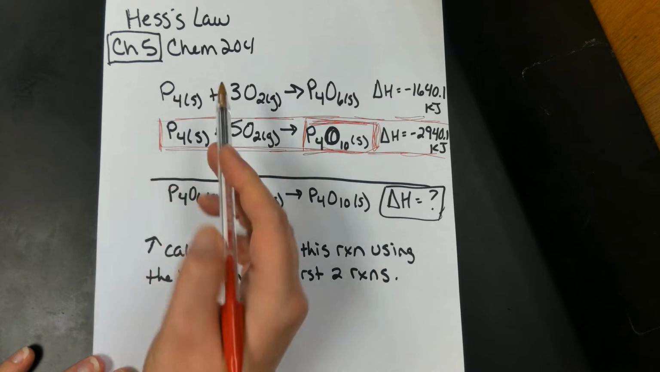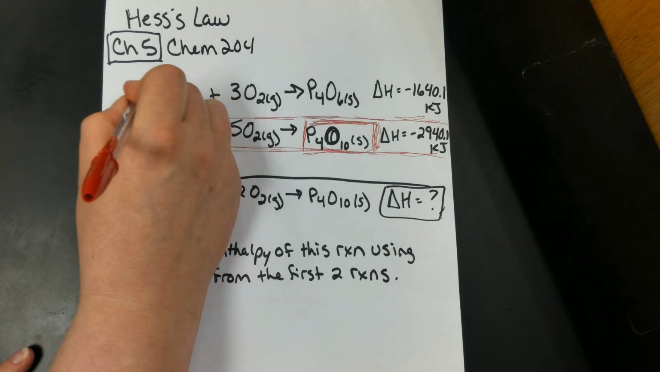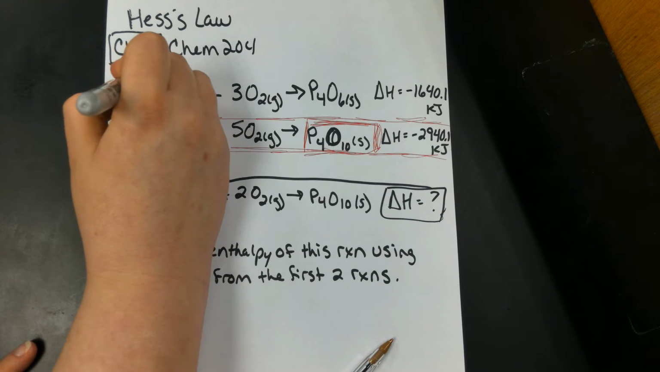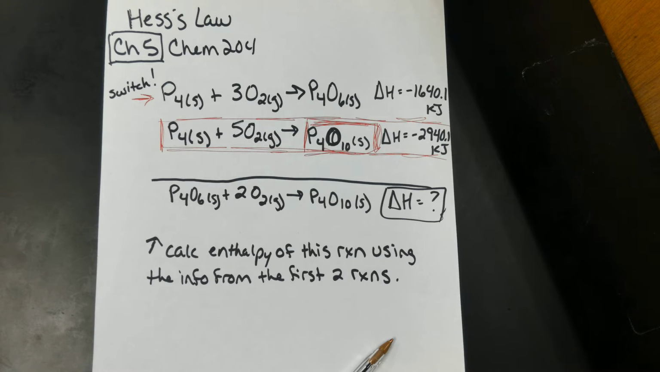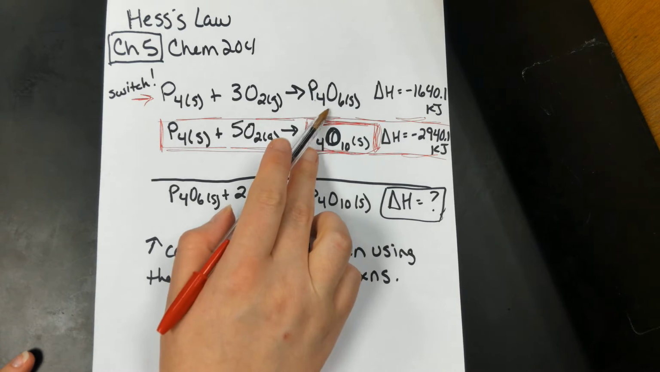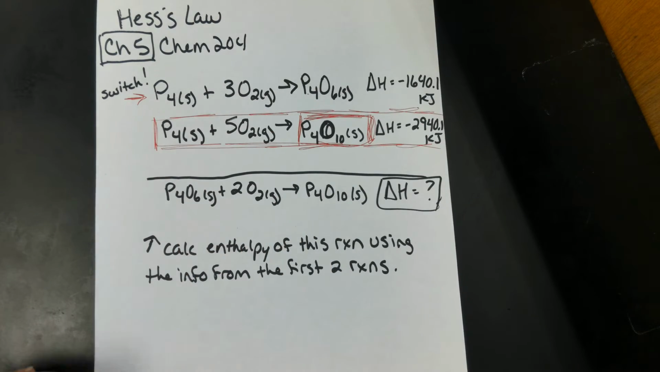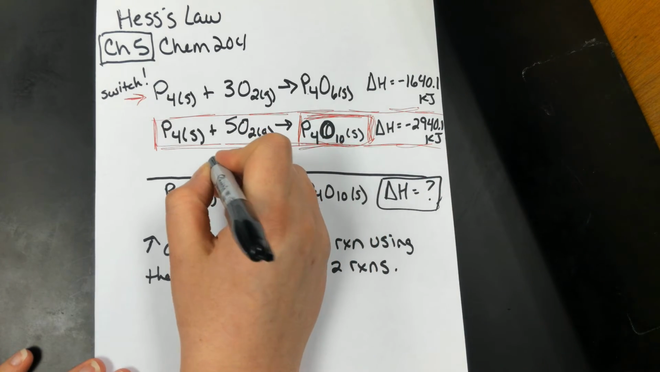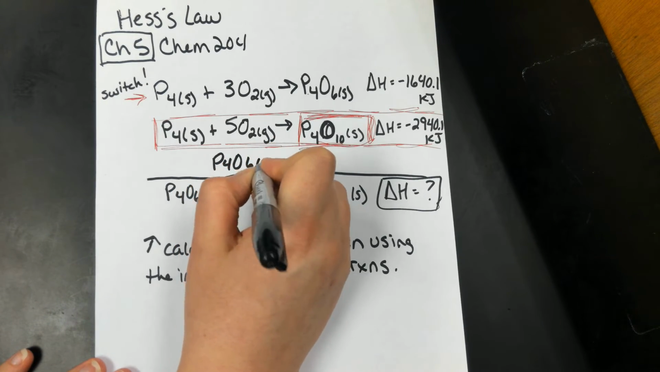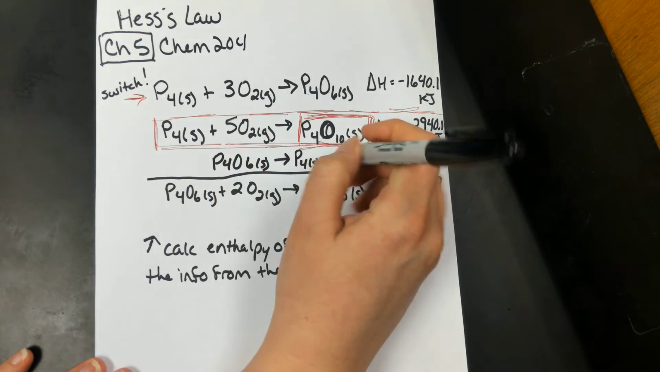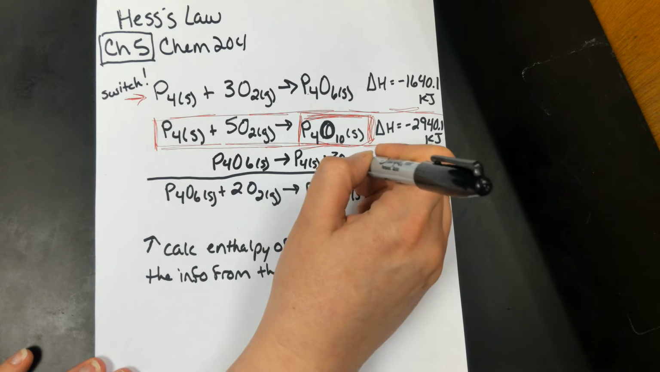So what do I have to do to this? What do I have to do to this equation? I need to switch it. Do I need to multiply it by anything? No. I just need to switch it. This is, again, another thing that I would call an anchor, my P4O6. So let's rewrite it switched. So that would mean that my P4O6 is on this side now. And my P4 solid and my 3O2 would now be on this side.